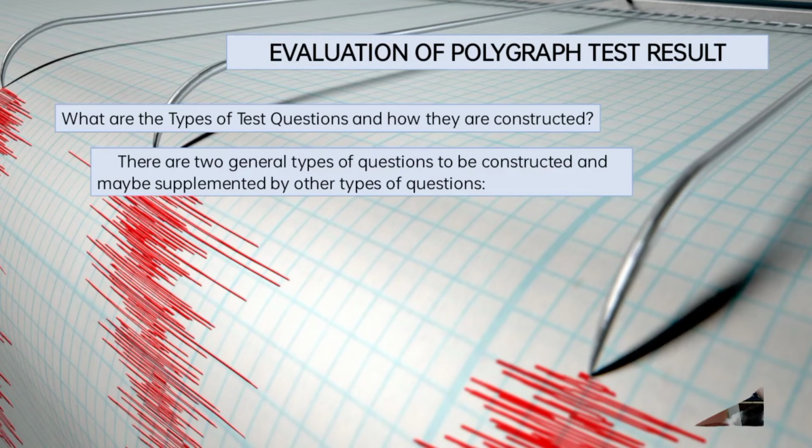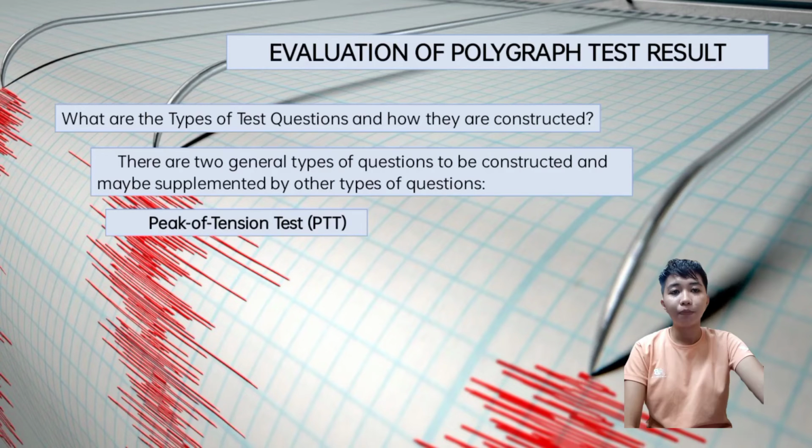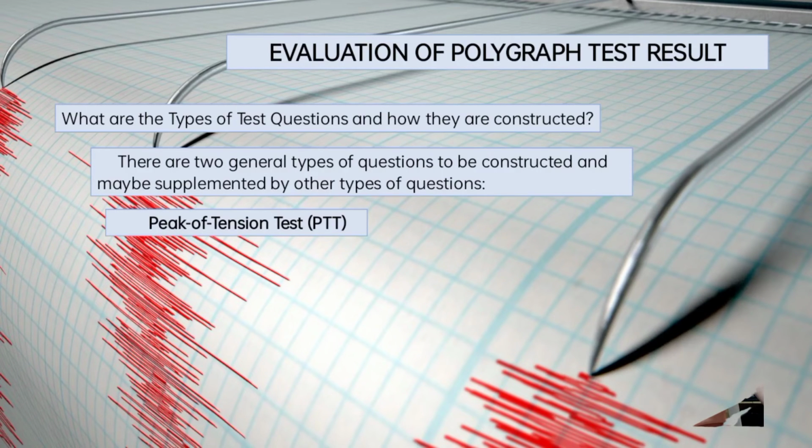There are 2 general types of questions to be constructed, and these may be supplemented by other types of questions. The Peak of Tension test, or PTT, is usually used as a supplementary test. The GQT, or General Questions Test, is the most commonly applied. How is the General Questions Test formulated?